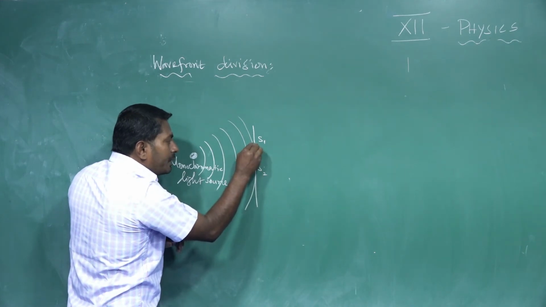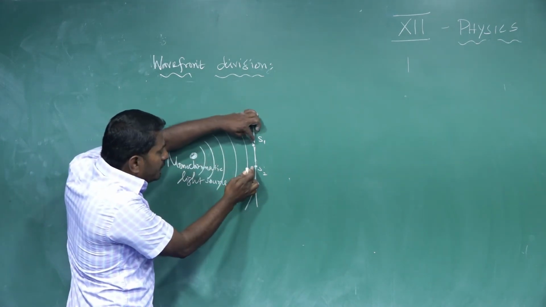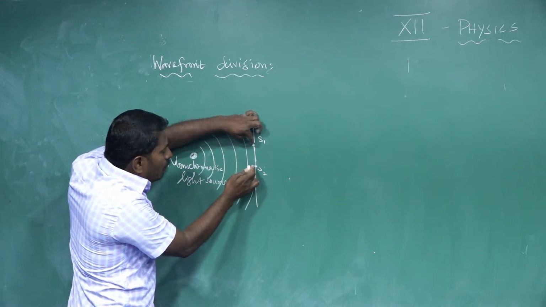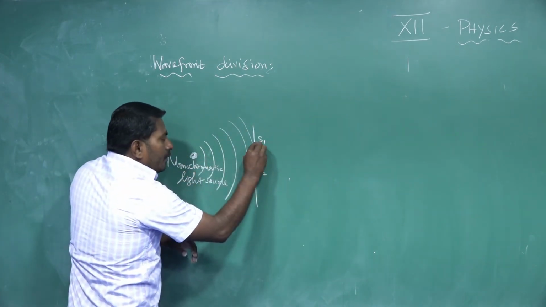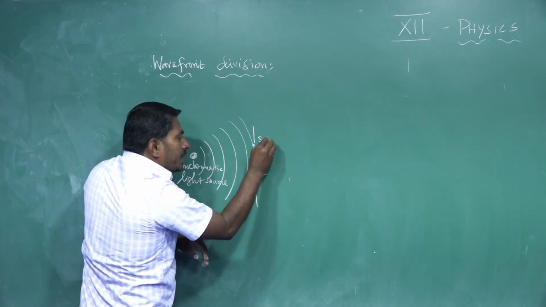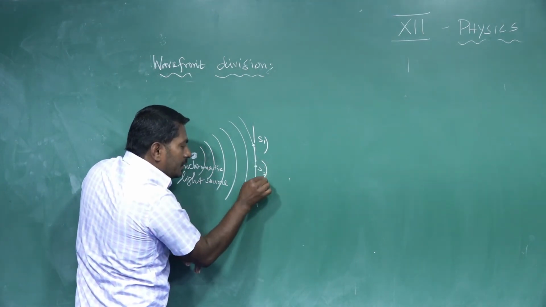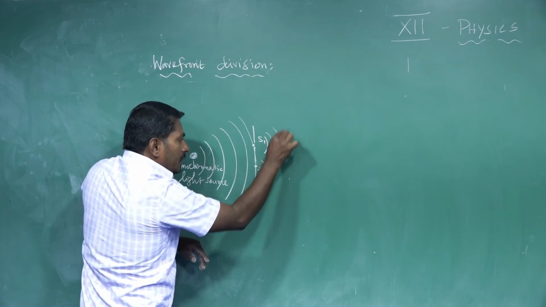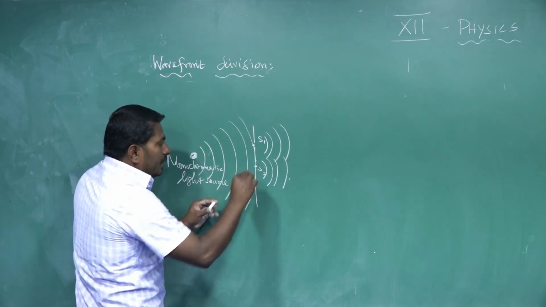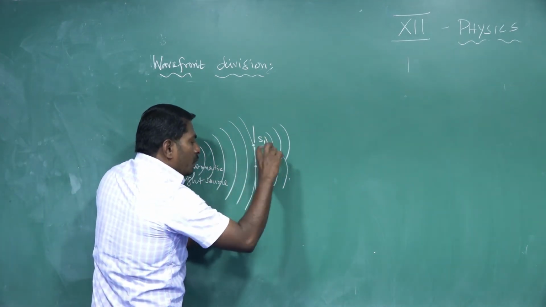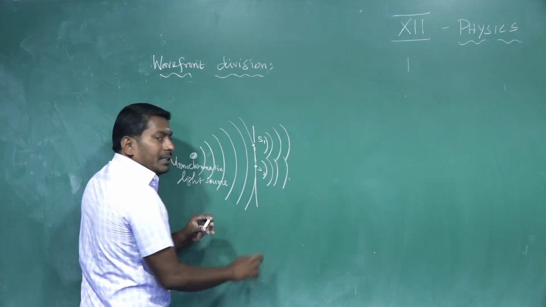We assume there are two points on the narrow slits on a given spherical wavefront. Both the points are in phase with each other. Then waves originate from the S1 slit like this, and waves originate from the S2 slit like this. So the waves originating from S1 and S2 are in phase with each other.